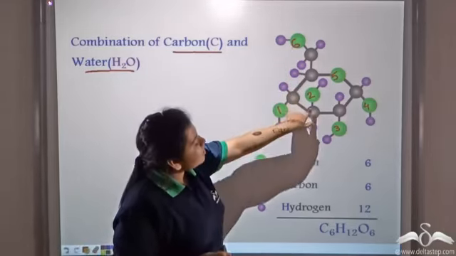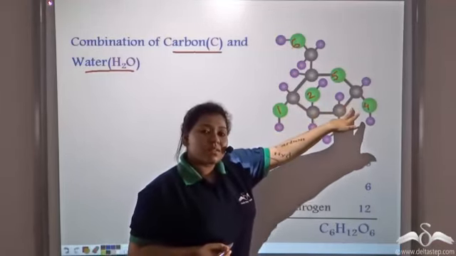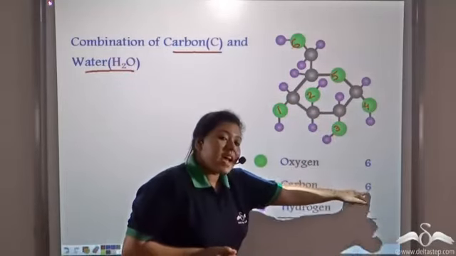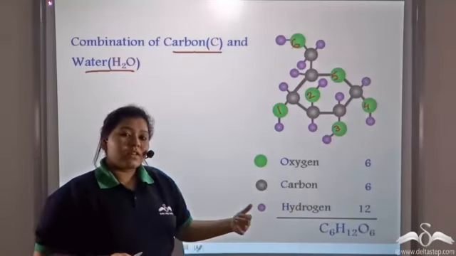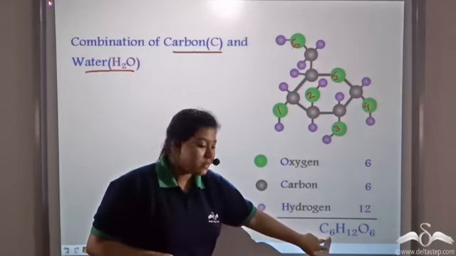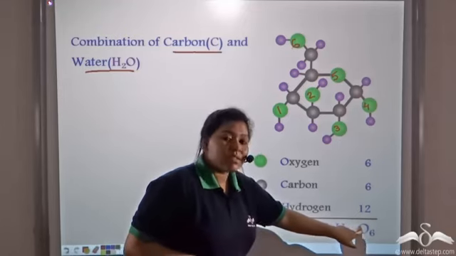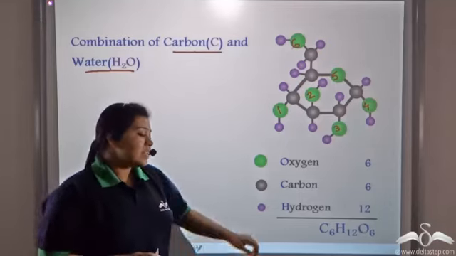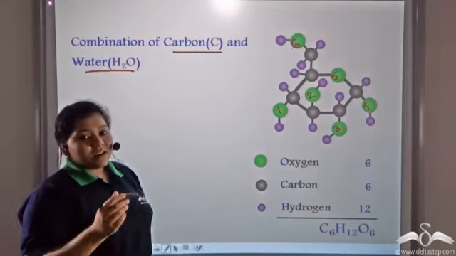Now, count the number of carbons. There are 6 carbon atoms in a glucose. So since there are 6 atoms of oxygen, 6 atoms of carbon, and 12 atoms of hydrogen, glucose has a molecular formula C6, 6 carbon, H12, 12 hydrogen, and O6, 6 oxygen. So the molecular formula of glucose is C6H12O6.